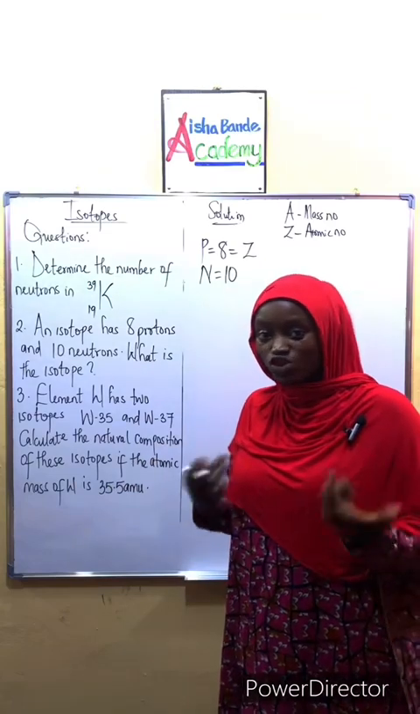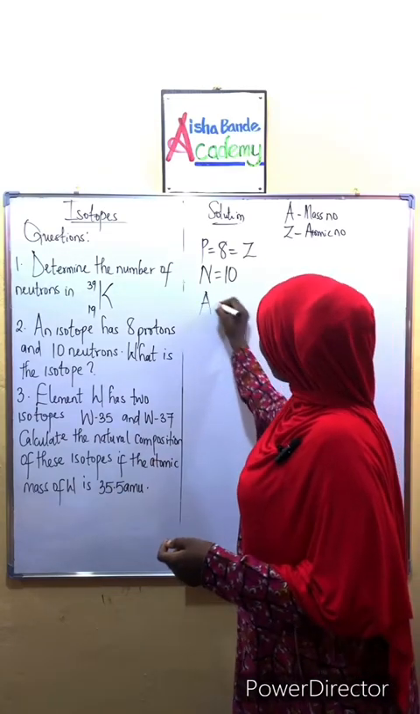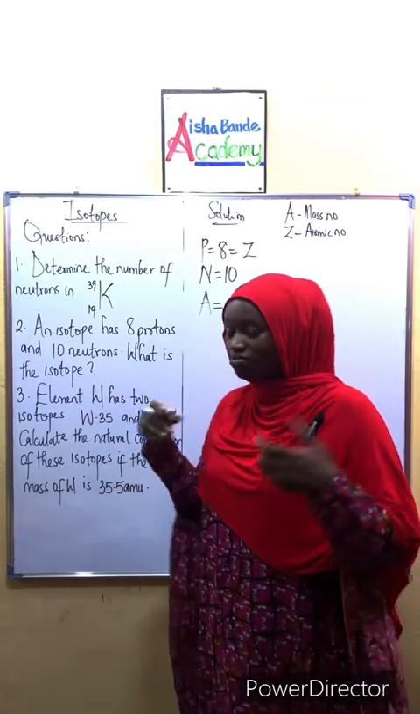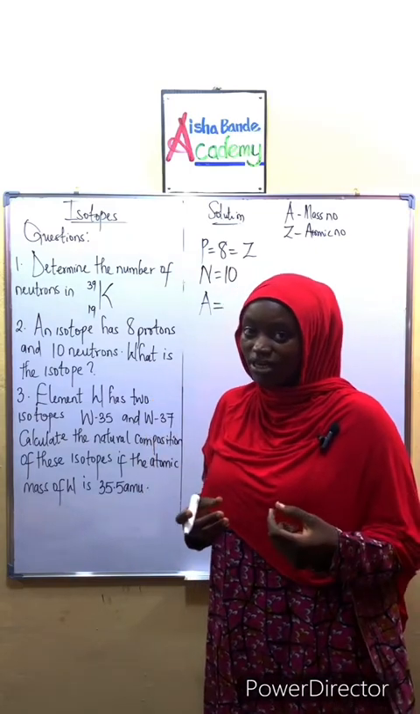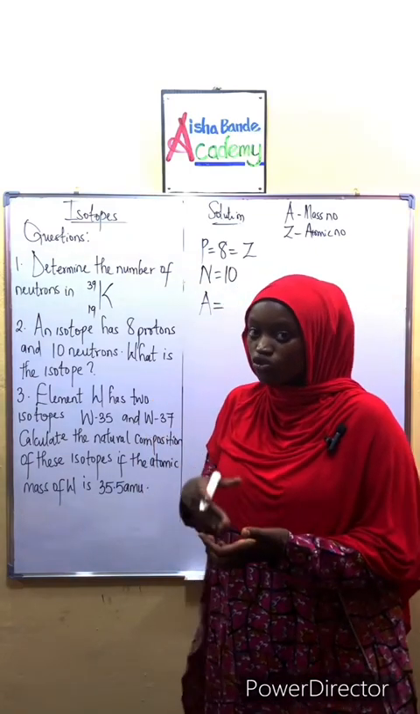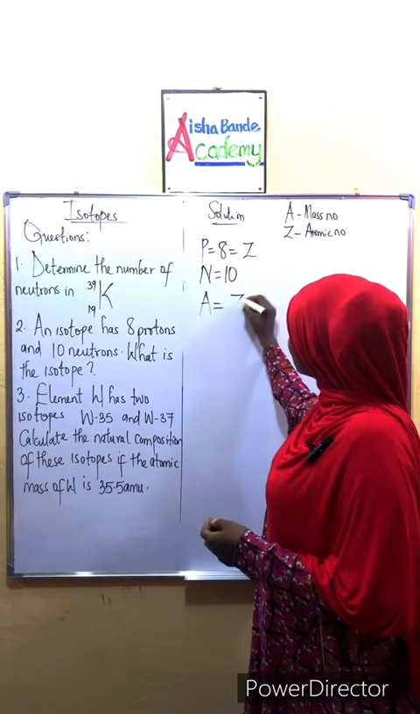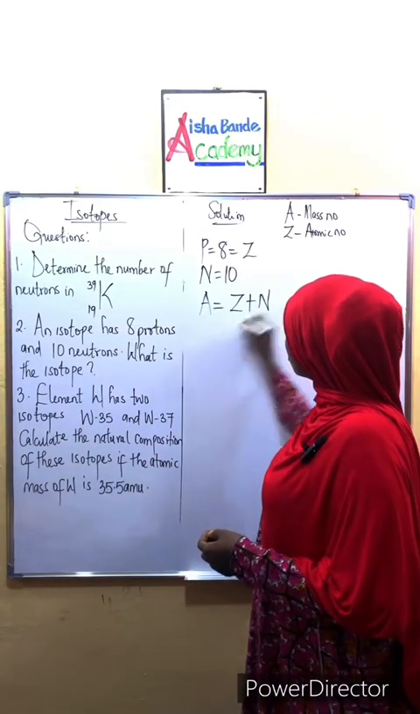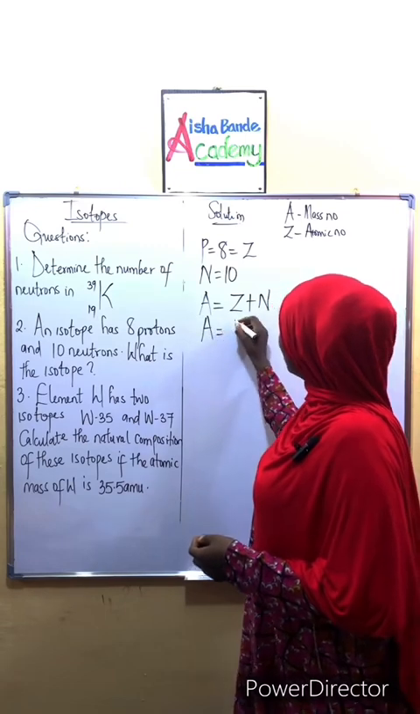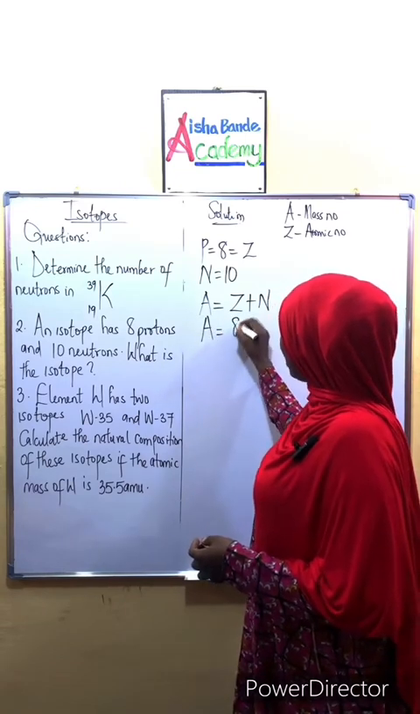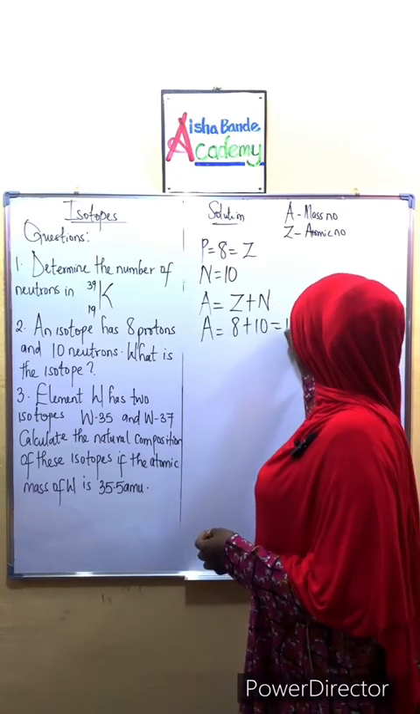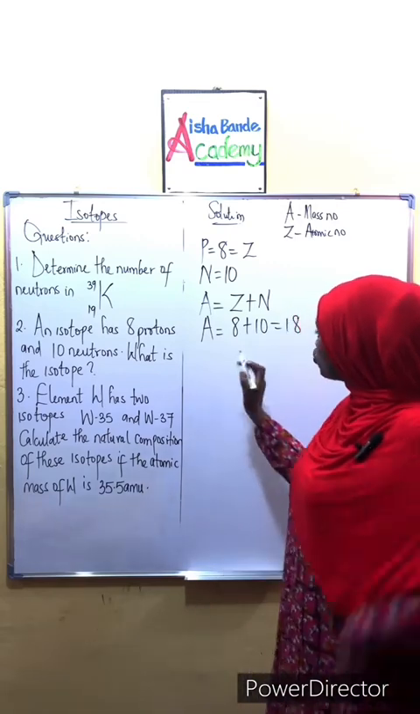We need to get the mass number, which is A. I remember I said that the mass number is the number of protons and neutrons in the nucleus of an atom. So the number of the protons, Z, plus the neutrons, okay? So for us to get the mass number A is going to be, that is 8 plus 10, and this gives us 18, okay?